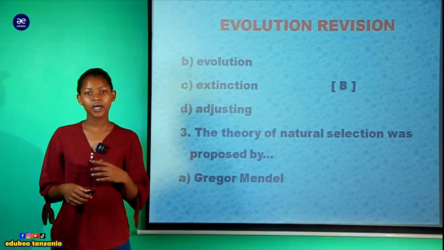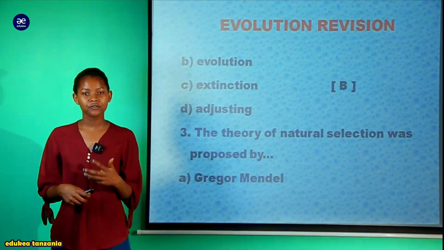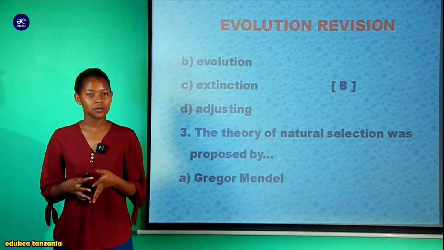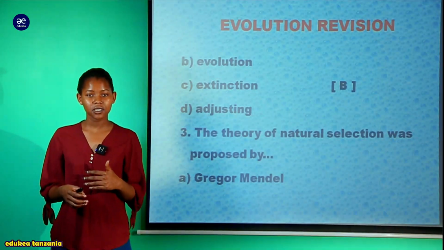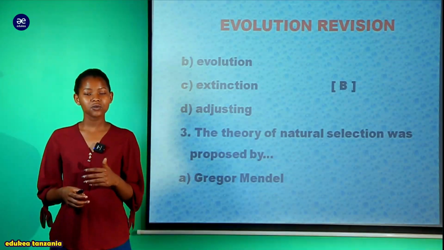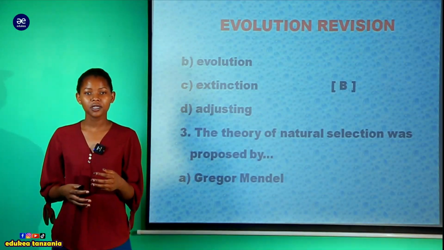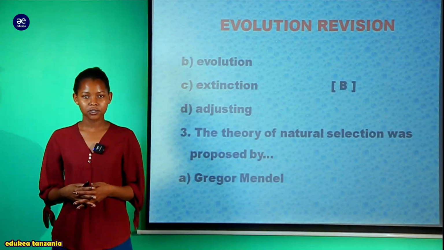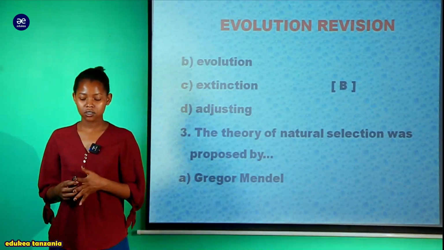The process of organisms to undergo gradual changes so as to fit into the environment or to adapt to the environment, that is all about evolution. Tunapozungumzia evolution, the meaning or definition of evolution inatuambia refers to the gradual or slow process whereby organisms change from the simple form to the complex form. That is all about evolution. Kwa hiyo, jibu letu sahihi hapa ni B, which is evolution.